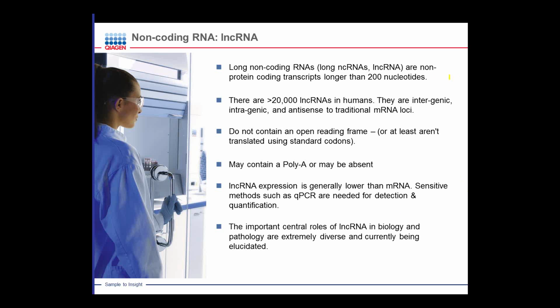Again, by definition, they don't contain an open reading frame, or at least they don't contain a standard open reading frame that we can identify. They may or may not contain a poly-A tail. In experiments that we've done profiling long non-coding RNAs before and after oligo-dT selection, it certainly shows that some of them don't contain poly-A and some of them do. Their expression is generally lower than mRNA taken as a group, so sensitive methods such as qRT-PCR are required for detection and quantification. And the roles of long non-coding RNA in biology are feverishly being studied and just being elucidated now, and so daily there are new developments.